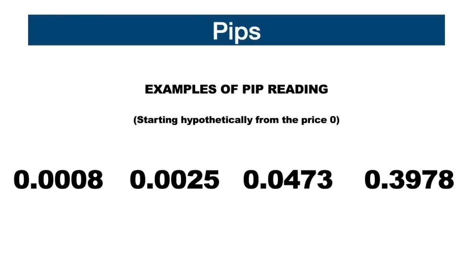Let's see some practical examples to clarify our ideas. In this first example, we have a total of 8 pips. In this second example, we have a total of 25 pips. In this third example, we have a total of 473 pips. In this fourth example we have a total of 3,978 pips.